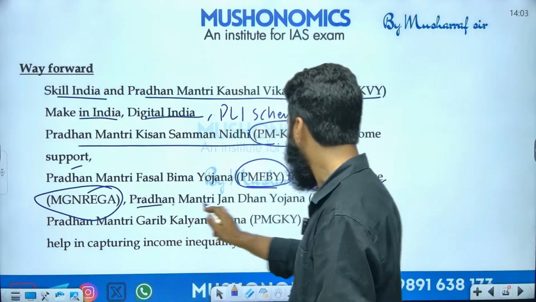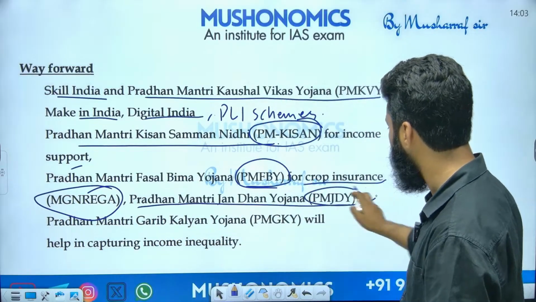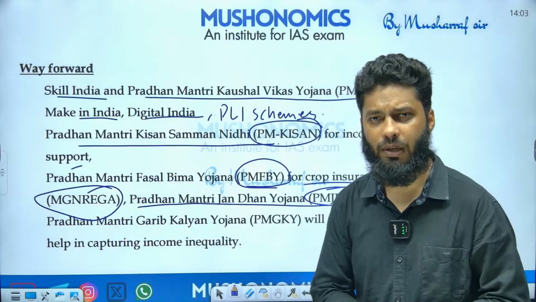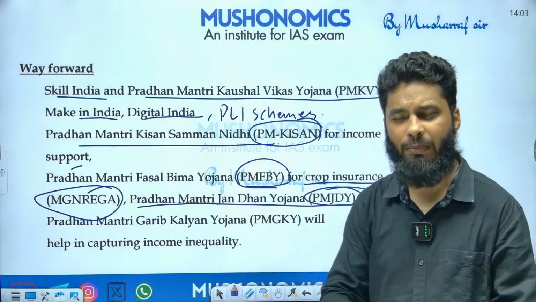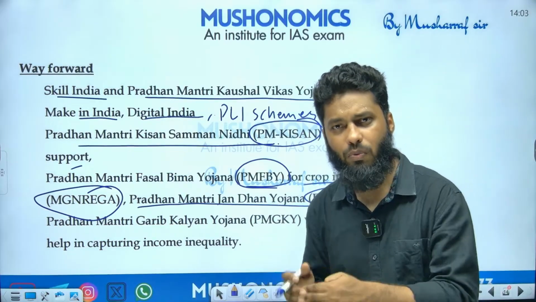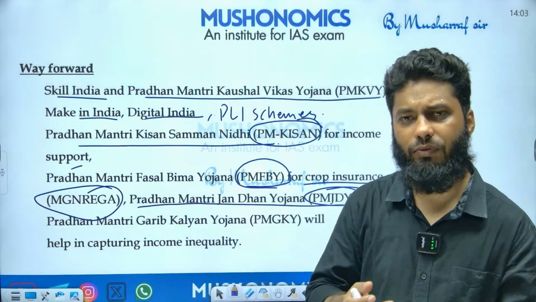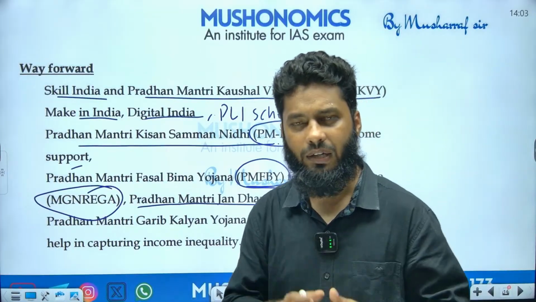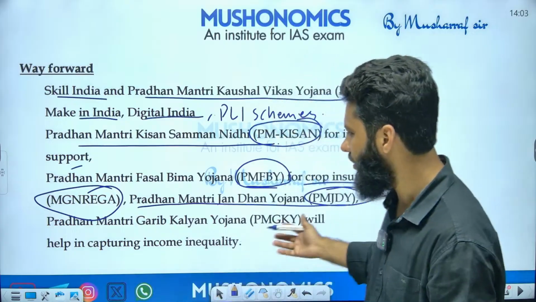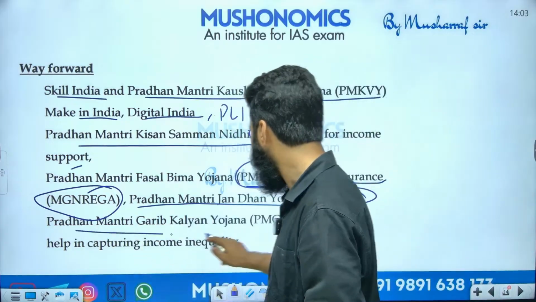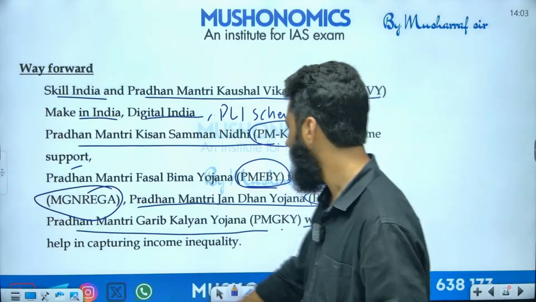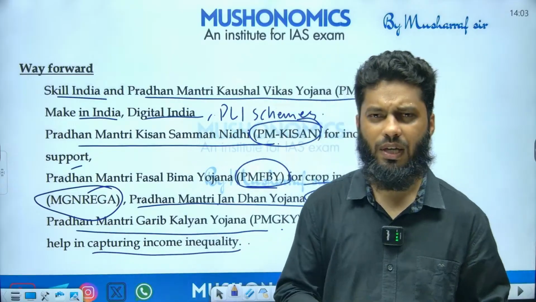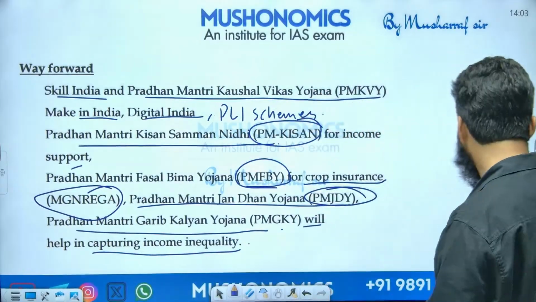MGNREGA is there for providing assured employment for 100 days, right? Pradhan Mantri Jan Dhan Yojana is for financial inclusion, so that people will have their account. Now, having an account is an identity. If you are having an account, you may avail credit facilities also, right? So these are some advantages. Pradhan Mantri Garib Kalyan Yojana will help in tackling income inequality. So these are the things you can write about way forward, right?